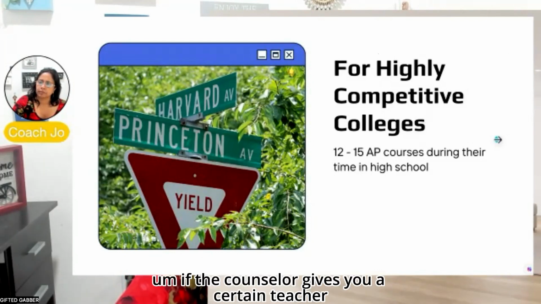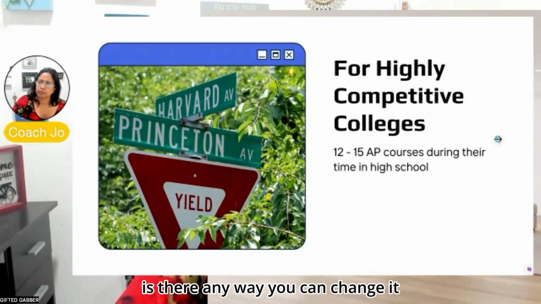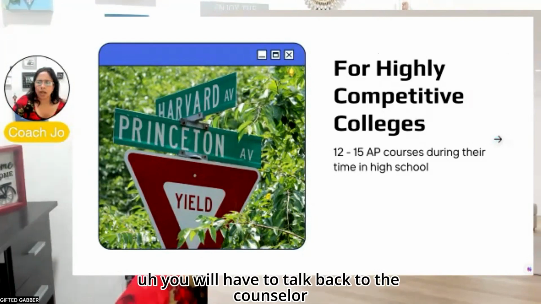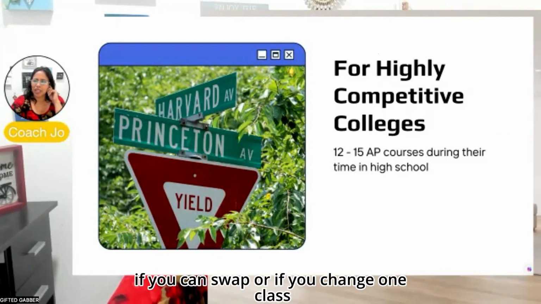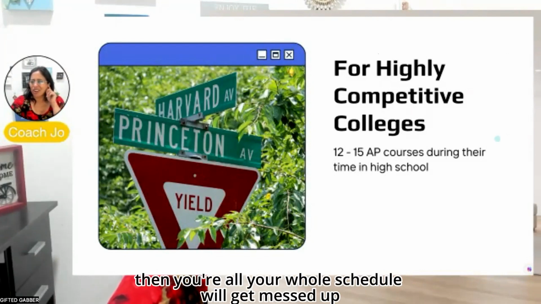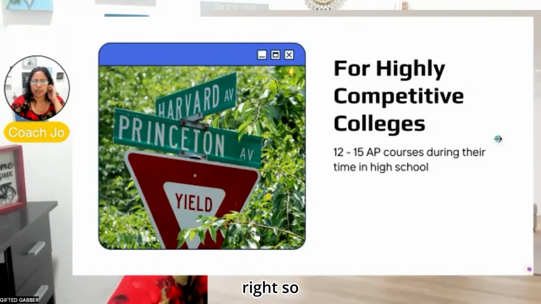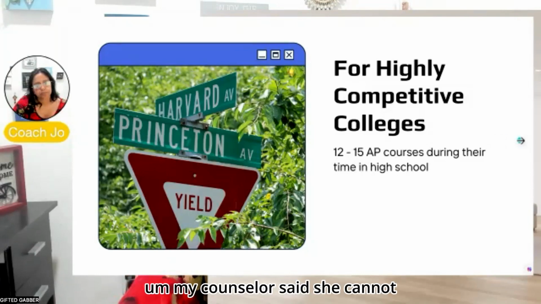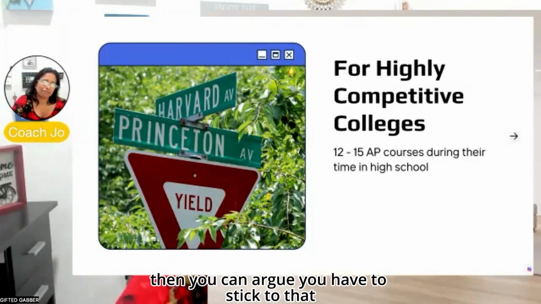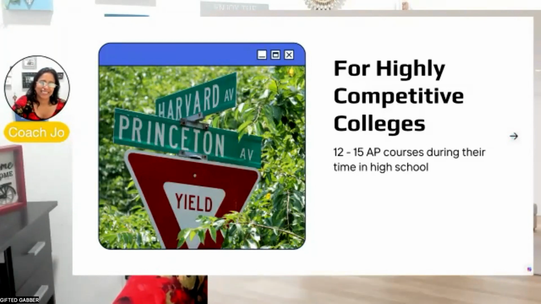If a counselor gives you a certain teacher, is there any way you can change it? You will have to talk back to the counselor to see if you can swap, or if you change one class, then your whole schedule gets messed up, right? So that's something that you have to work very closely with your counselor. My counselor said she cannot. Oh, okay, then you cannot. You have to stick to that.